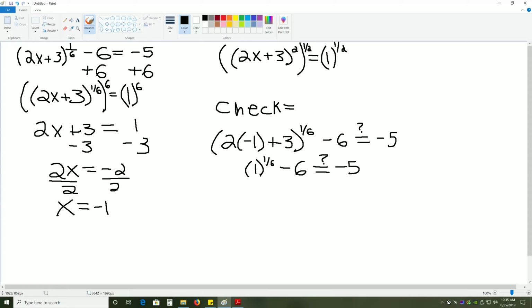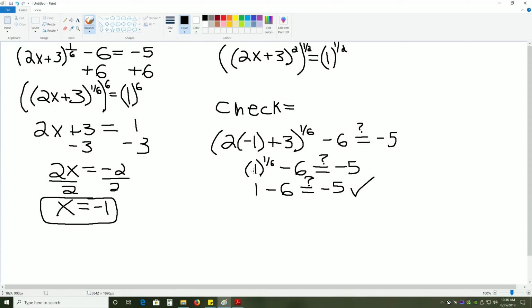1 to the 1/6 power is just 1. So this will just become 1 minus 6. And we check, is that equal to -5? It is, which means our original solution does work. x equals -1 solves this problem.